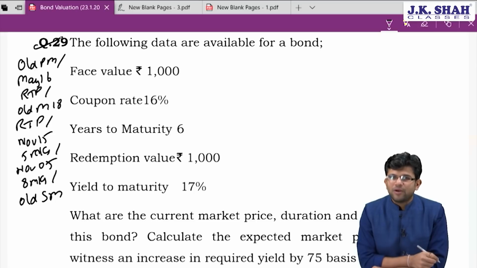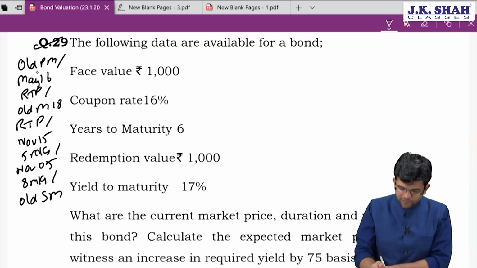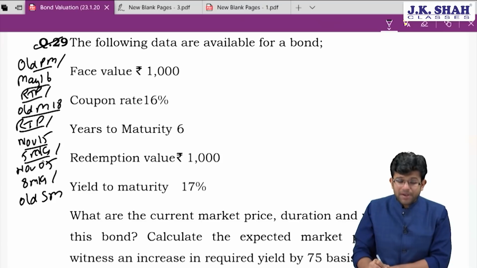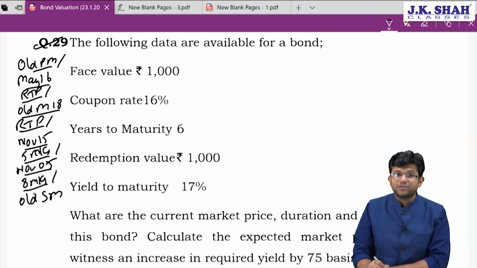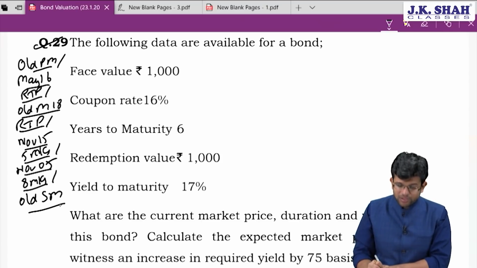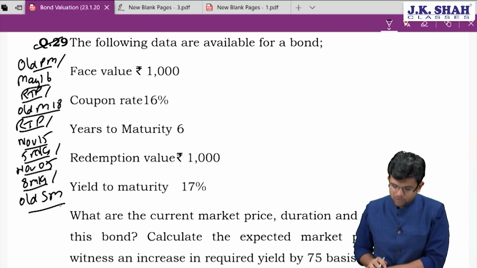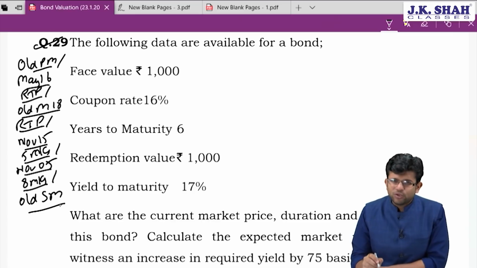Okay students, I hope you all read the question. Students, this question I picked up from the old PM. It's there in the May 16 RTP, old May 18 RTP, November 15 paper. It came for 5 marks. November 2005 it came for 8 marks. It's also there in the old study material. Quite a famous question. Okay, so let's start. I'm very sure you understood what to do.